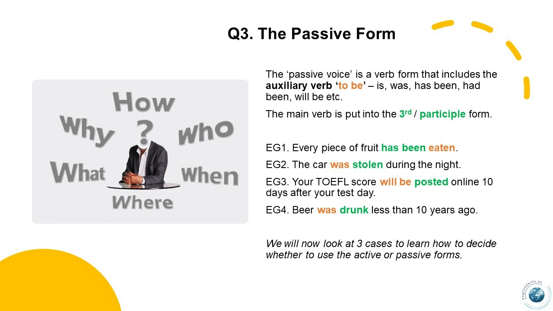Consideration 3. The passive form. The passive voice is a verb form that includes the auxiliary verb to be: is, was, has been, had been, will be, etc. The main verb is put into the participle form. Example 1. Every piece of fruit has been eaten. Example 2. The car was stolen during the night. Example 3. Your test score will be posted online 10 days after your test day. Example 4. Beer was drunk less than 10 years ago.